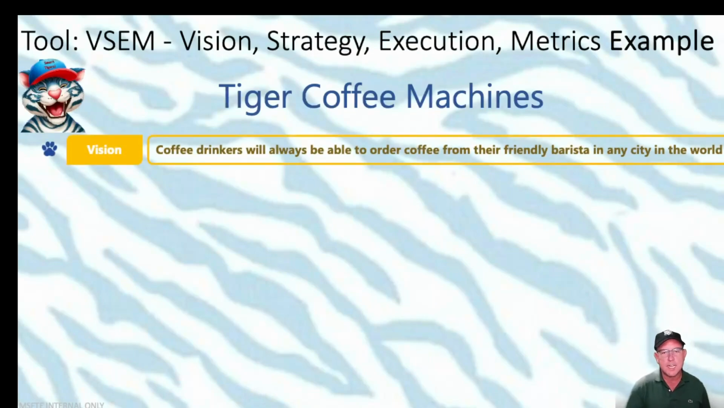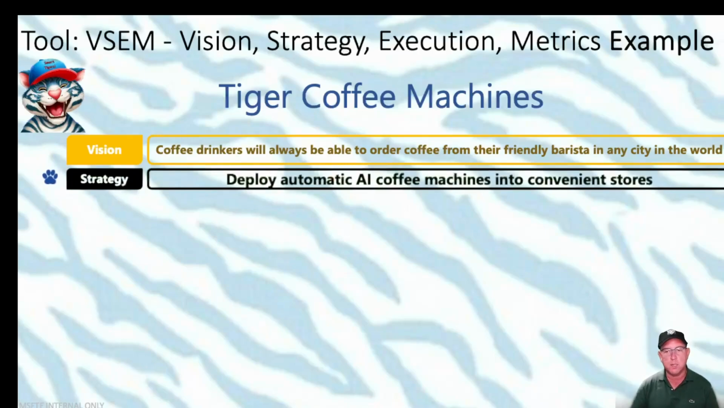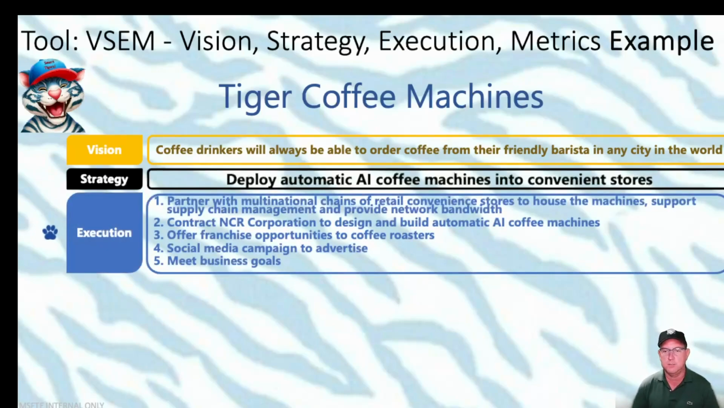So the vision I kind of landed on was coffee drinkers will always be able to order coffee from their friendly barista in any city in the world. The strategy is we're going to deploy automatic AI coffee machines into convenience stores. There's a lot of convenience stores, so that gives us locations. Now, execution, right? We're going to partner with multinational retail convenience stores. They'll house our machines. We'll support the supply chain management and provide them with network bandwidth.